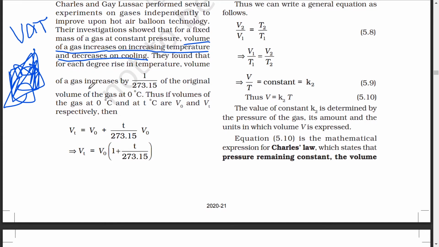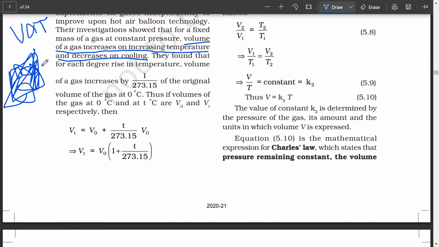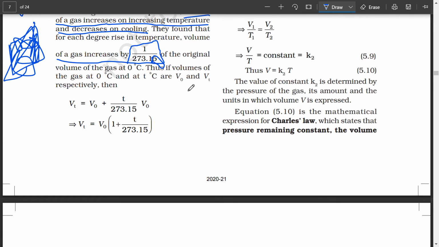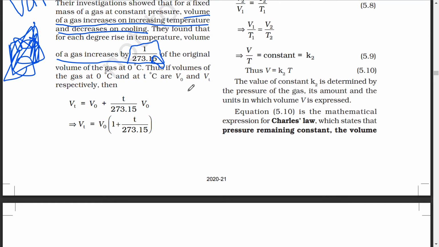That's why they found that for each degree rise in the temperature, volume of a gas increases by 1/273.15. This .15 is not required. So of the original volume of gas at 0 degree. Thus the volume of the gas at 0 degree Celsius and at T degree Celsius are V0 and Vt respectively.